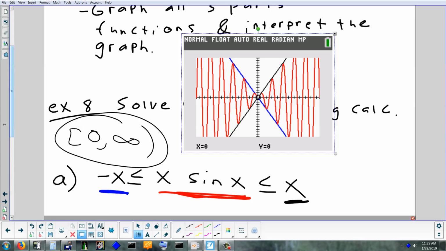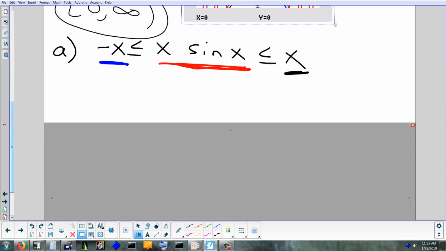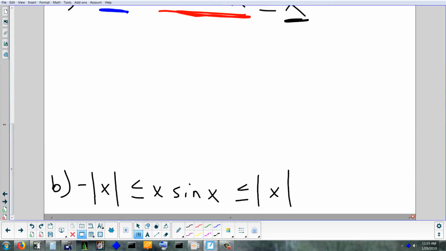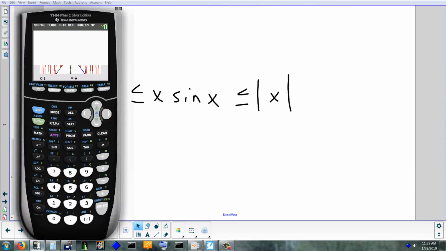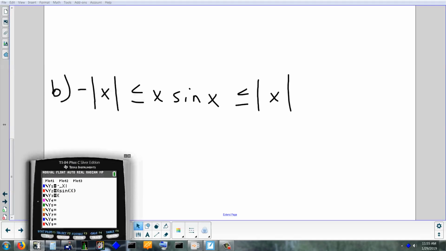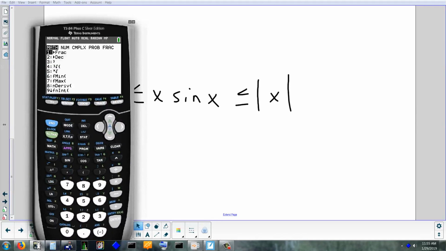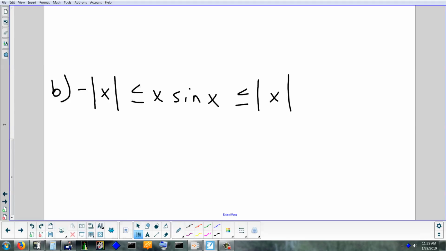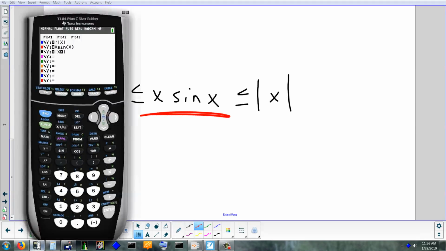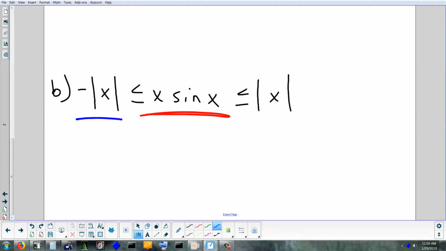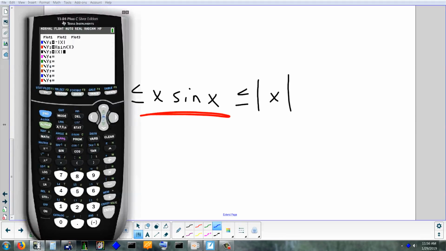Okay. Next one is where the color comes in handy, comparing it to this one. Let's graph the negative absolute value and the positive absolute value. The middle is going to stay the same. So I'm going to do math, number, absolute value. And I should put negative in front. And do the same thing as a positive. Math, number, absolute value. Okay, let's write down the colors again. So the middle is red. The blue is my negative x. And the black is positive x.